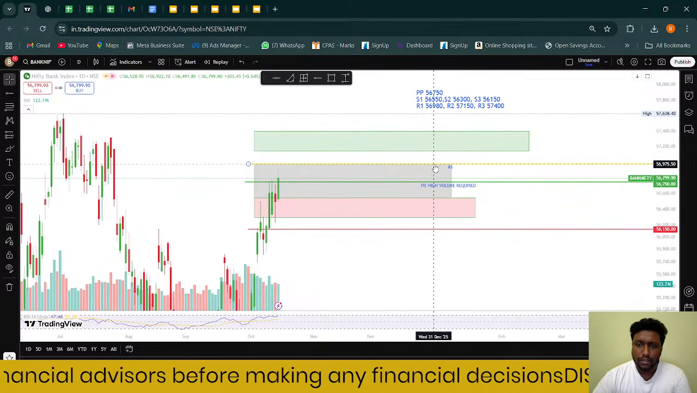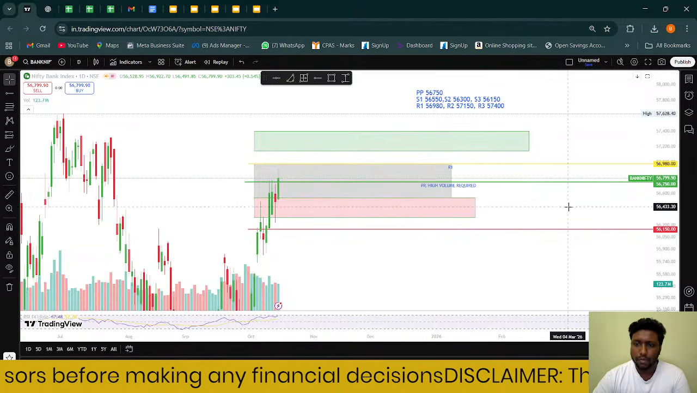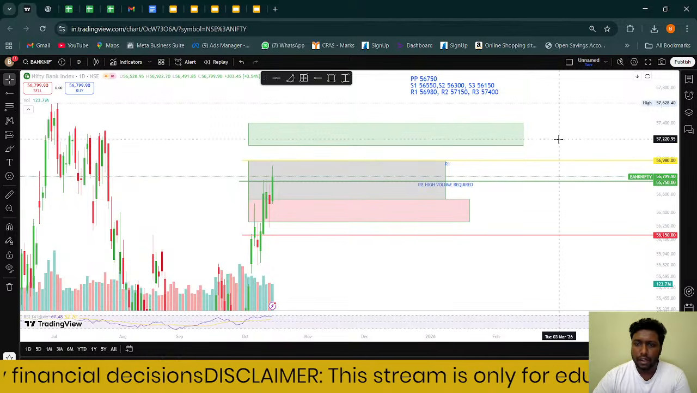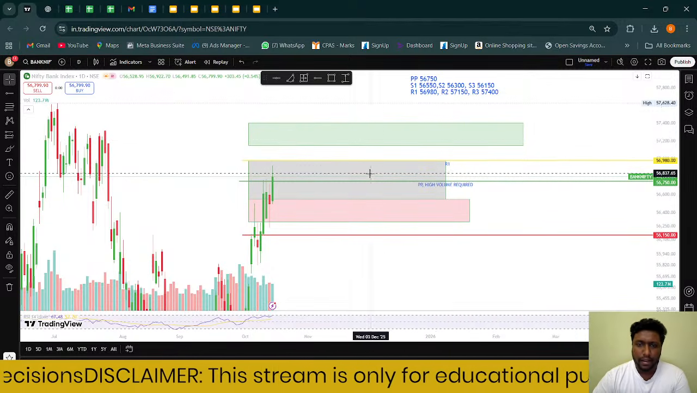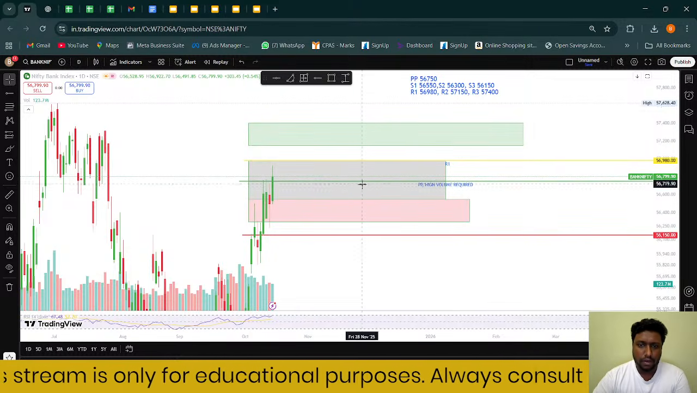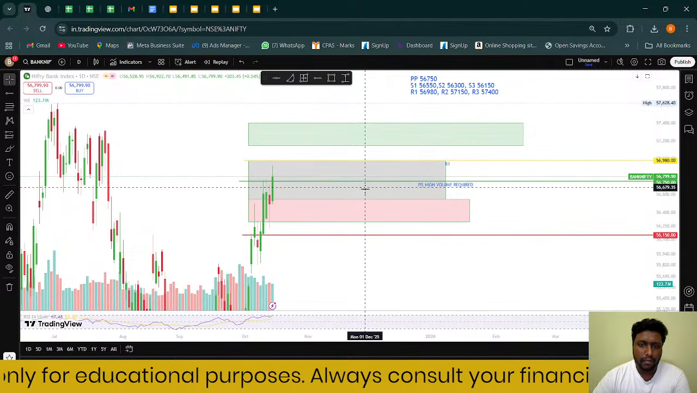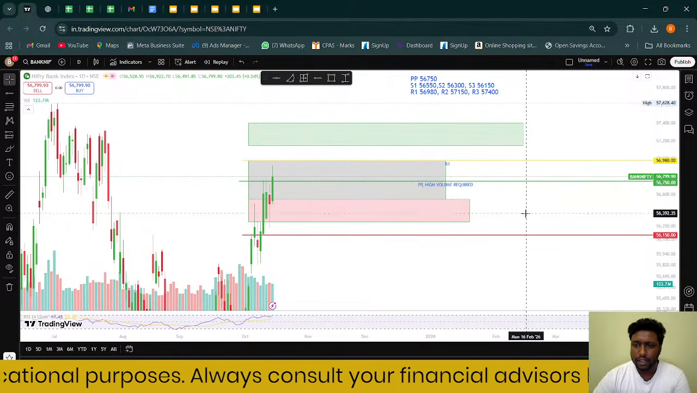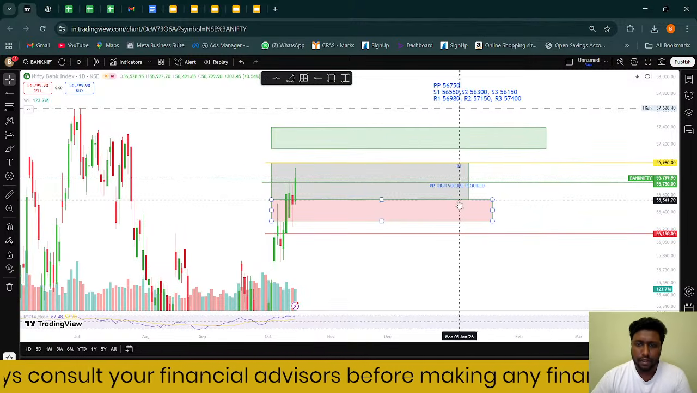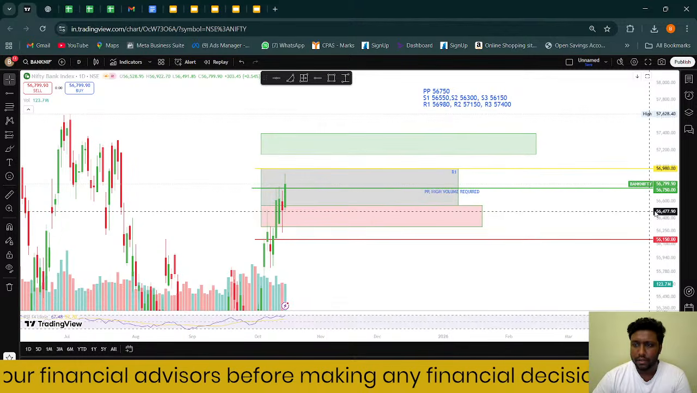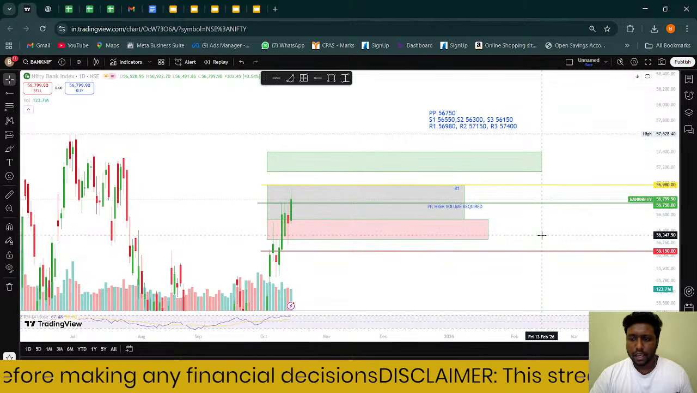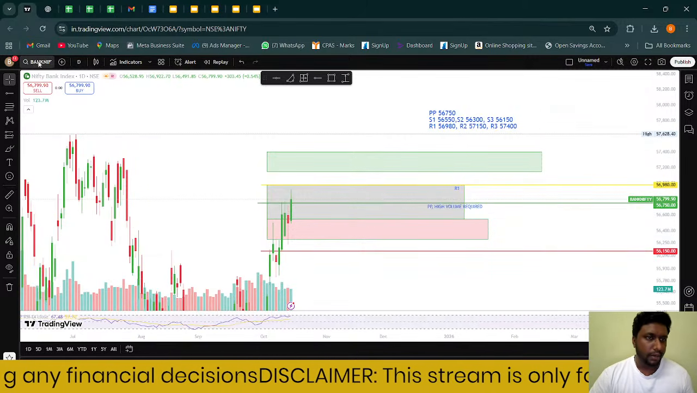We can consider R1 and S1 to be our validation levels. Any movement above this will validate our continuation of the bullish sentiment, and any movement below this PP, if it couldn't sustain or retest or reclaim this level, and continues to hit S1, then we can invalidate our bullish continuation, and we can consider a bear flip in the Bank Nifty sector. So these are the levels for Bank Nifty. Let's quickly have a look at our Sensex part.